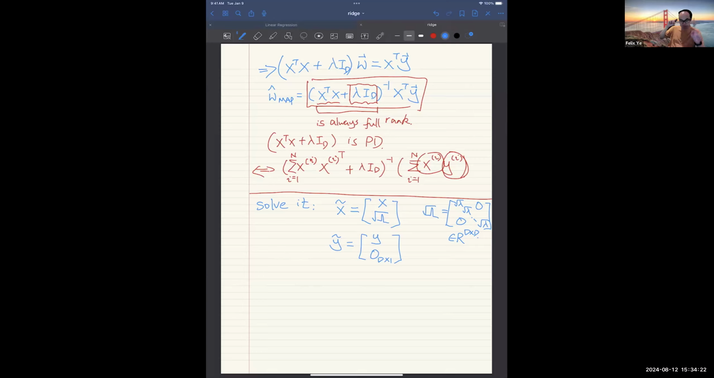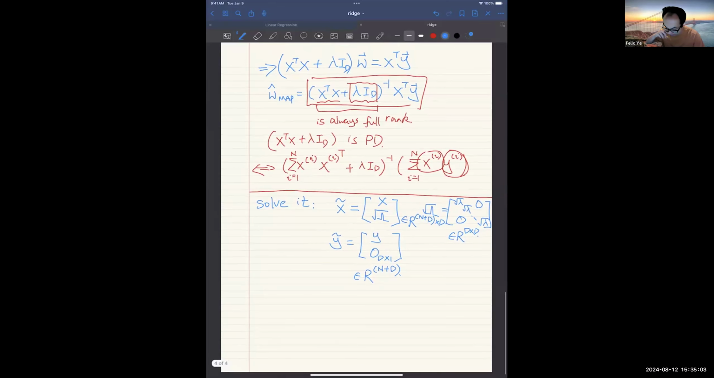Now this whole thing, you can think of it as m plus D times D, so this is R^(m+D). So this is the major difference here. We are basically adding some virtual data to the data matrix, the feature matrix, and adding a bunch of zeros to the target.